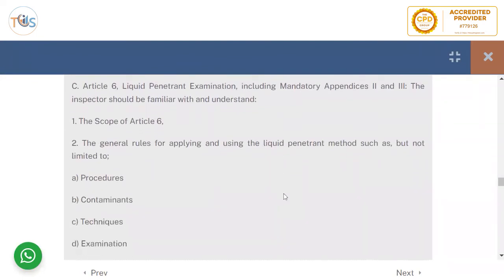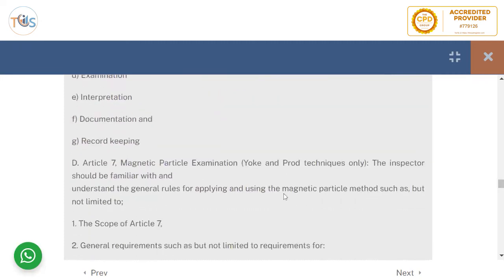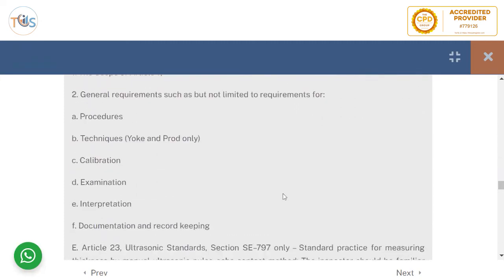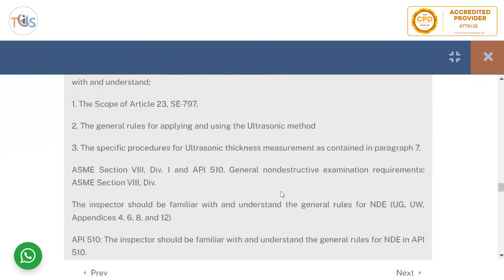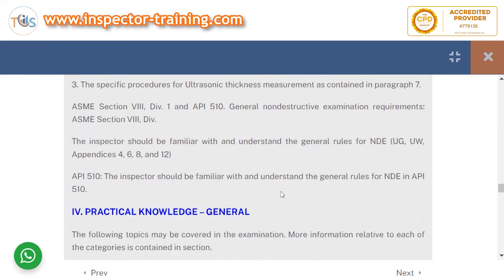And then you should know about liquid penetrant, Article 6. Again, you should know about procedures, techniques, examination, records, etc. And Article 7, magnetic particle, would be the same: interpretation, examination, calibration, techniques, documentation, record keeping, and procedures. And then the simple thickness measurement by UT, which is Article 23. This is probably a couple of pages of documents at all. So you should know overall how that works.